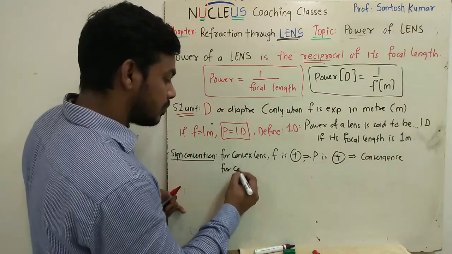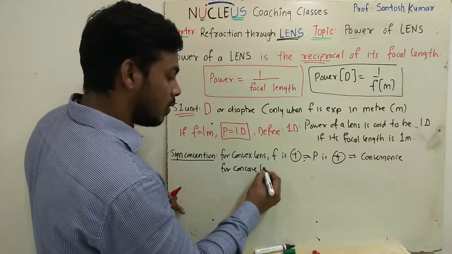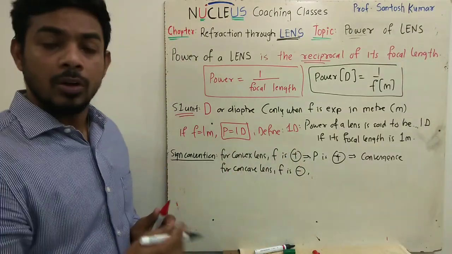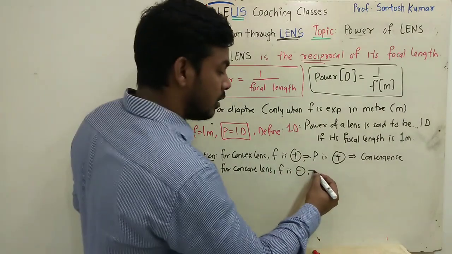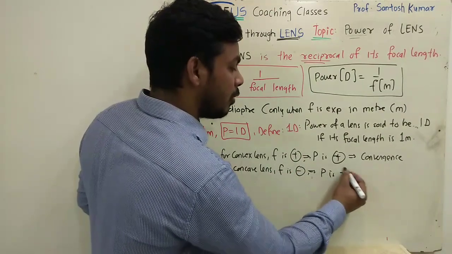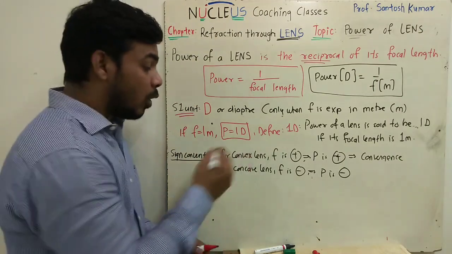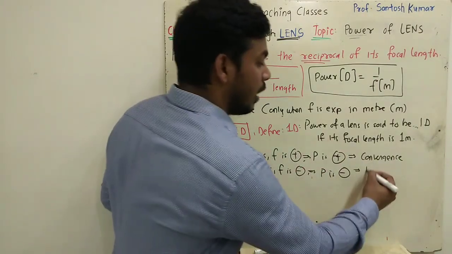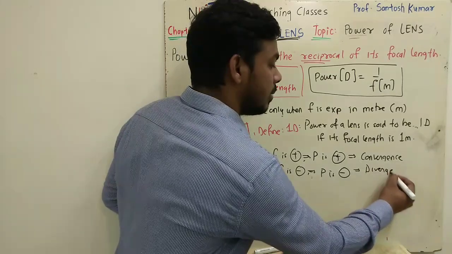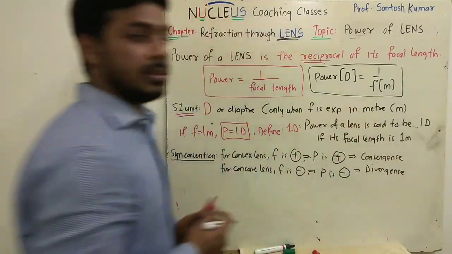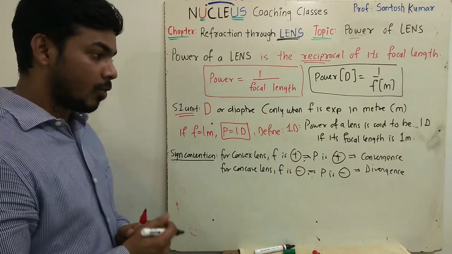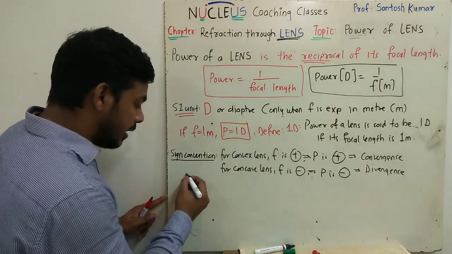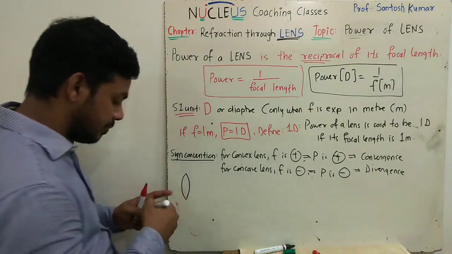And for a concave lens, F is negative. For a concave lens, F is negative. Simply you can say power will also be negative, and a concave lens is called a diverging lens. So we can say negative power indicates, come on tell me, divergence. It indicates divergence.